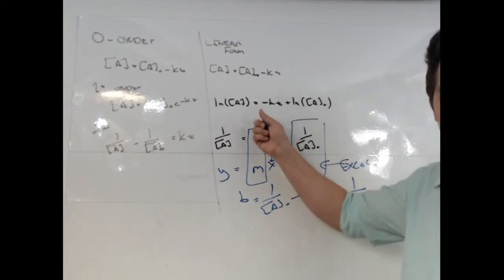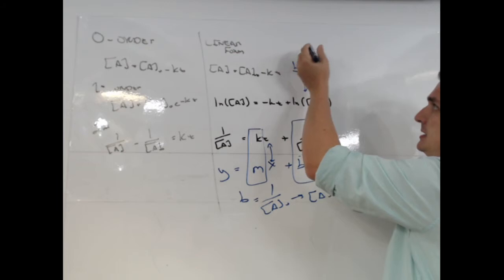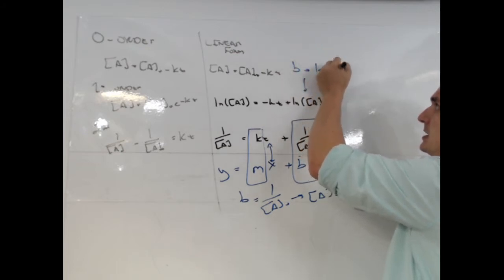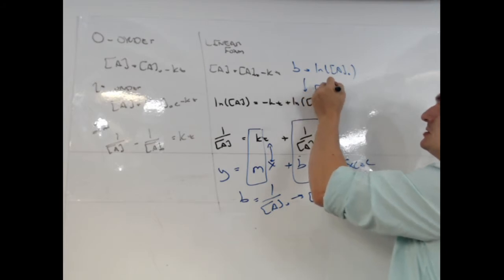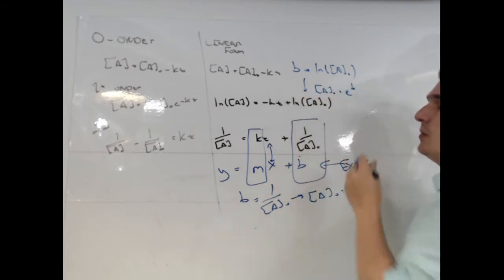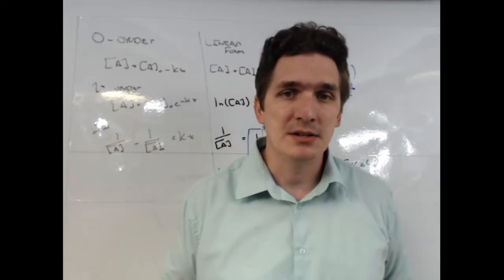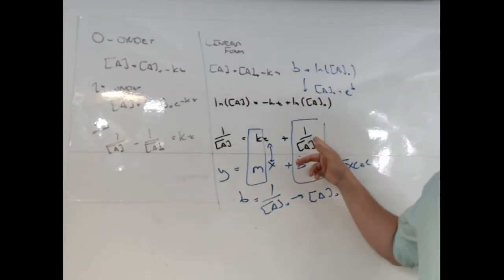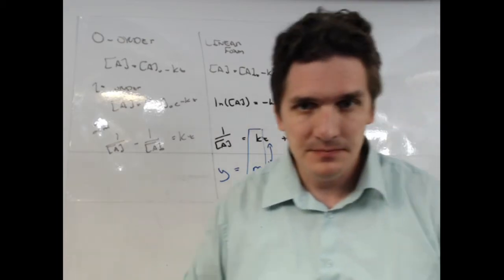If we ended up fitting a first order, we would get that the y-intercept is the natural log of the concentration. So we would need to take the exponential. Starting concentration here is e to the y-intercept. It's not the natural log of the y-intercept. This is not the algebra you're performing on the y-intercept. The y-intercept is equal to the algebra.